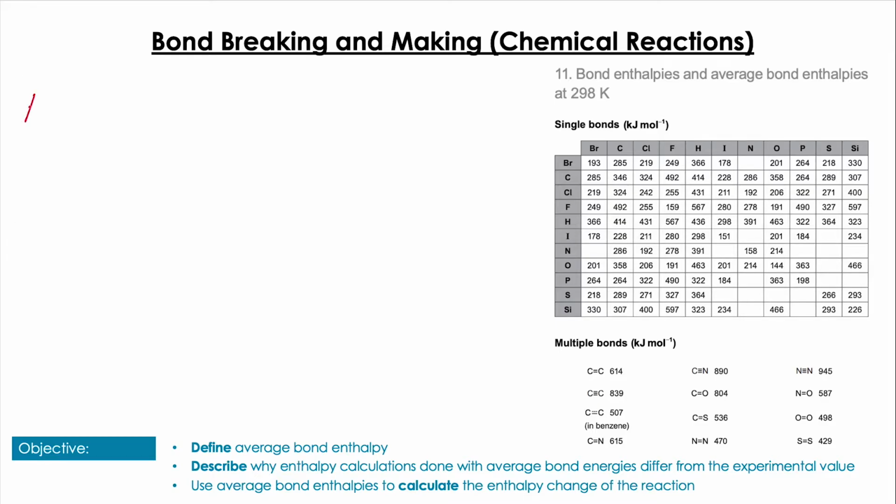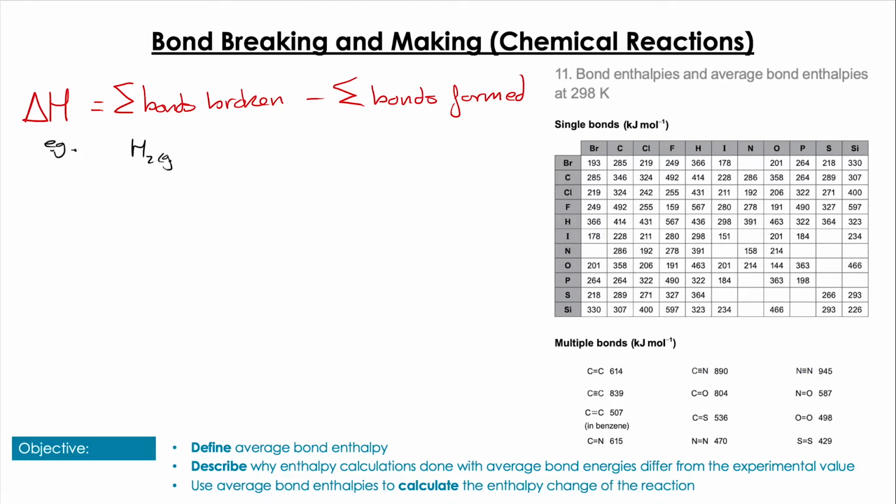If we have our data table here on the right, we can always use: the overall enthalpy change is equal to the sum of the bonds in all of the reactants, the bonds that are broken, minus the enthalpy of the bonds formed. So that's the energy put in to break bonds minus the energy given out to make them. For example, let's have a look at H2 plus Cl2 goes to 2HCl as a gas. On the left-hand side, we have 1 H-H bond and 1 Cl-Cl bond, and on the right, we have 2 times the H-Cl bond.